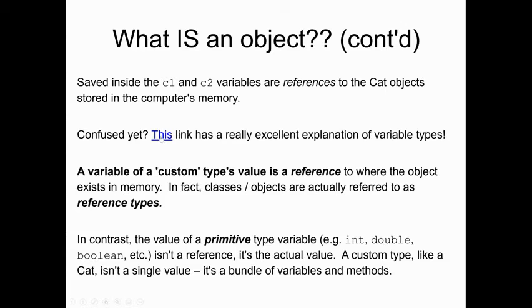Are you confused yet? This link has a really excellent explanation of variable types. A variable of a custom type value is a reference to where that object exists in memory. In fact, classes and objects are actually referred to as reference types, as opposed to primitive types. In contrast, the value of a primitive type variable, like an int, double, boolean, or char, isn't a reference, it's an actual value. A custom type, like a Cat, isn't a single value, it's a bundle of variables and methods.